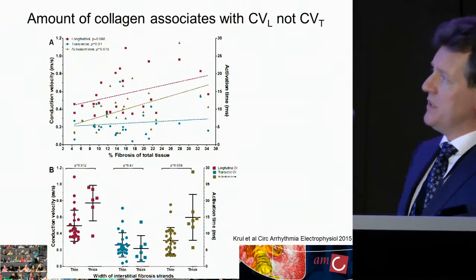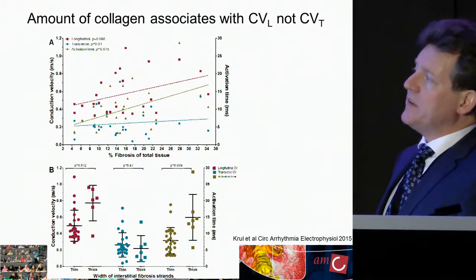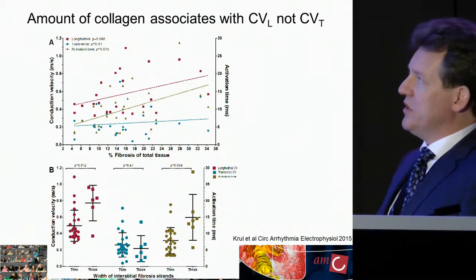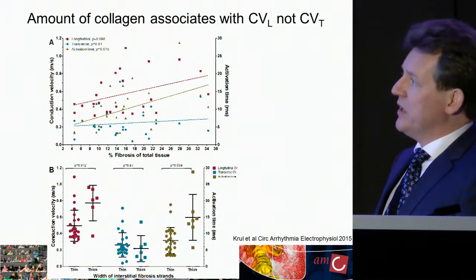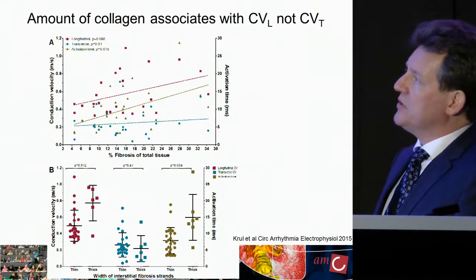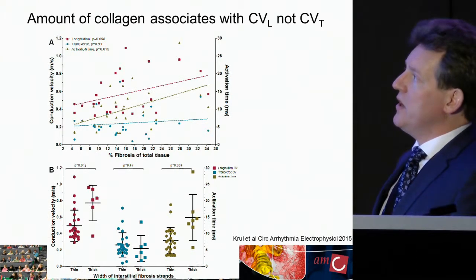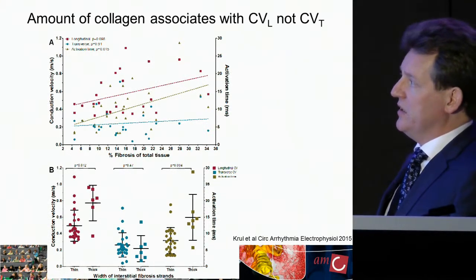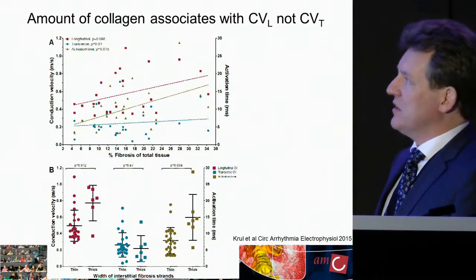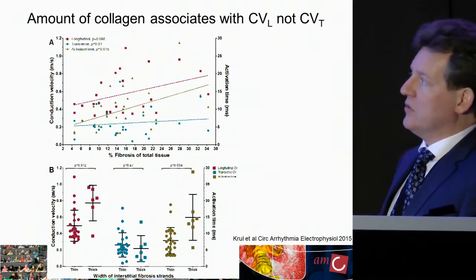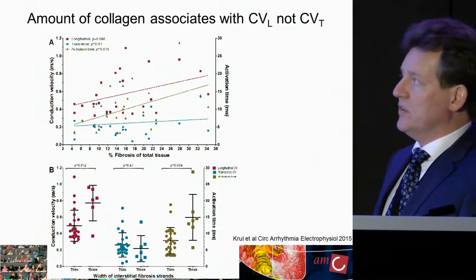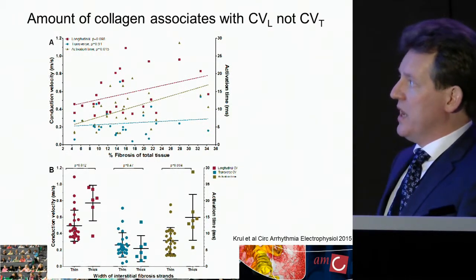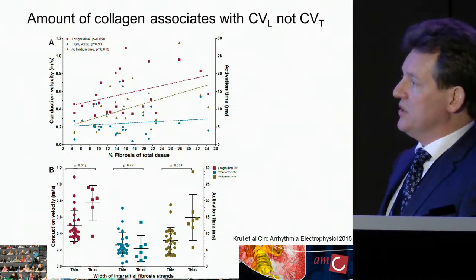What we then found is, if we look at the percentage of total fibrosis in the tissue, that's the upper panel of the figure here, with the percentage of fibrosis here, and you see the conduction velocity in the longitudinal and transverse direction in red and blue, versus the activation time over a predefined 2 millimeter line in the activation map. And you see that there's not really very much of a correlation. We can draw a line through it, but this was not significant. It's really a cloud of points. Activation time is here, conduction velocity is there.